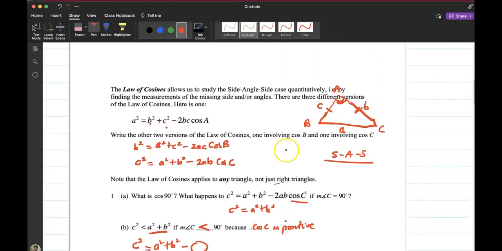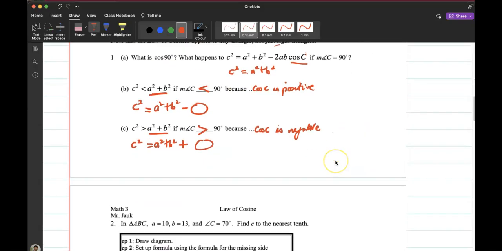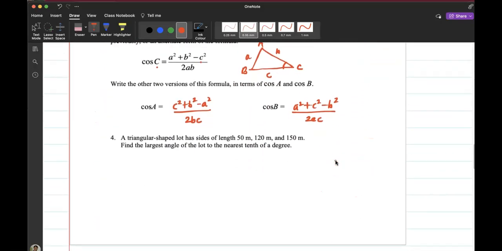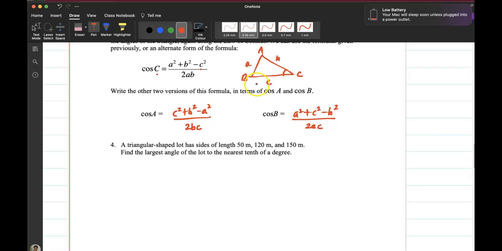So when will you use this form? You'll use this form when you're finding the angle, when the three sides are given. And when you're finding the side, it's SAS. Use this form when you're finding the angle.